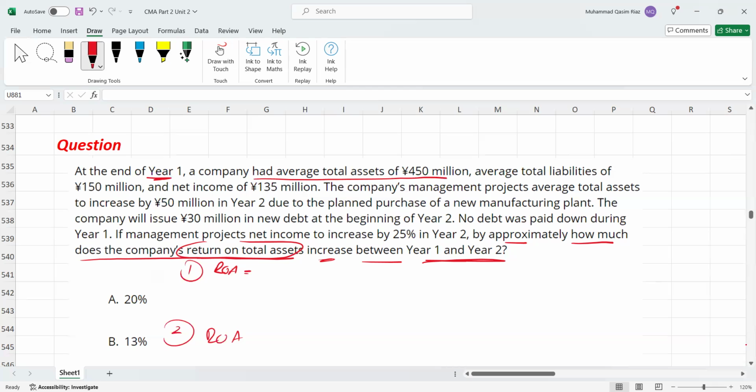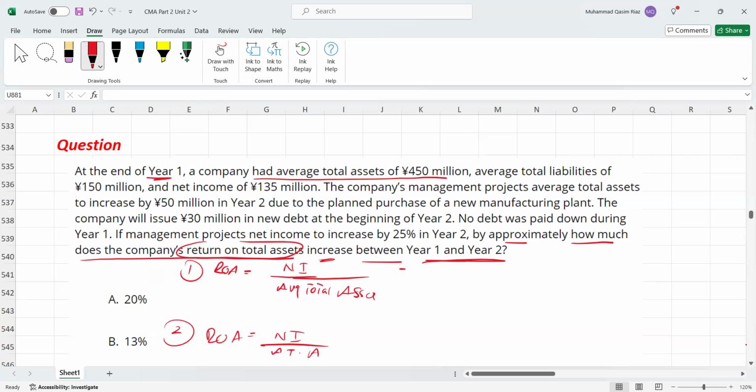So let's apply the formula for return on asset, because here we don't need to apply the DuPont model. Simply we'll apply the basic formula. So return on asset equals what? Net income divided by average total assets. Same formula you will apply here. Net income divided by average total assets.